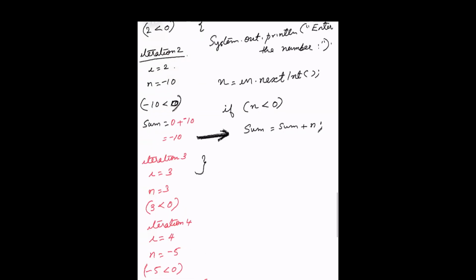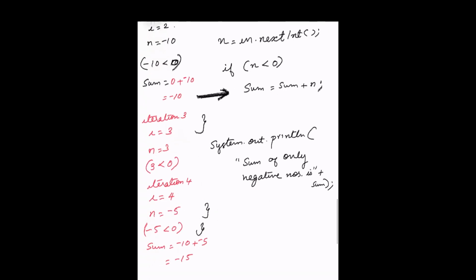So here you will write System.out.println, sum of only negative numbers is, plus sum. Close the bracket, and that's it. Now this is the end of the main method and the end of the class. While loop.